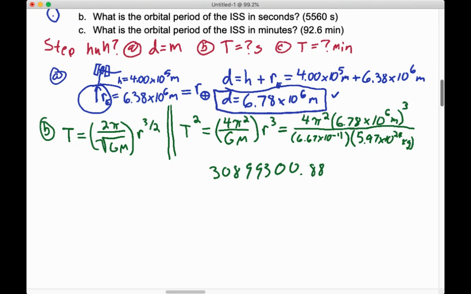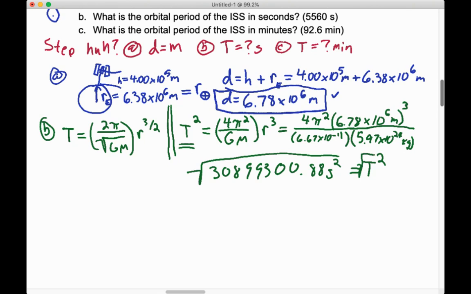Is this our answer for t? No, this is actually our answer for t squared. So this is t squared, which means all of this is actually in units of seconds squared. So we've almost got what we want, but we're not quite there. What you need to do is take the square root of both sides at this point.